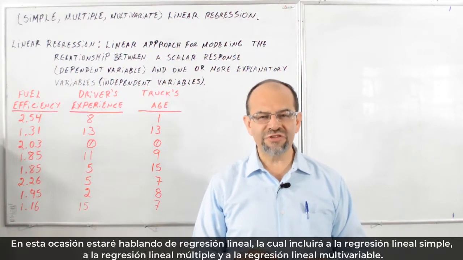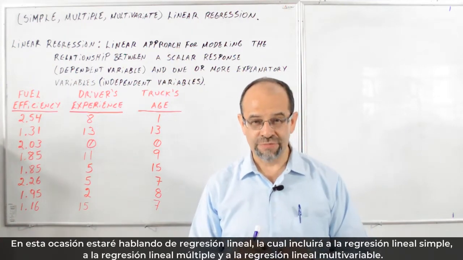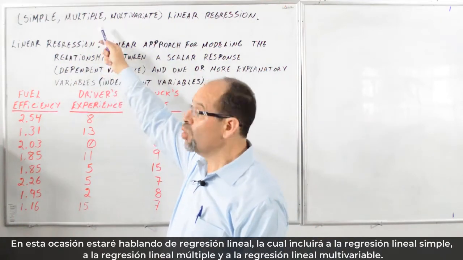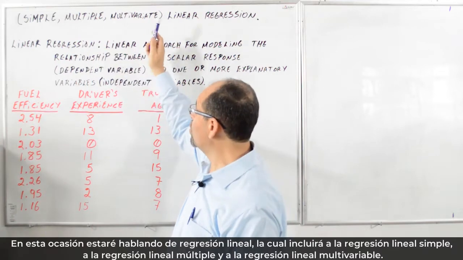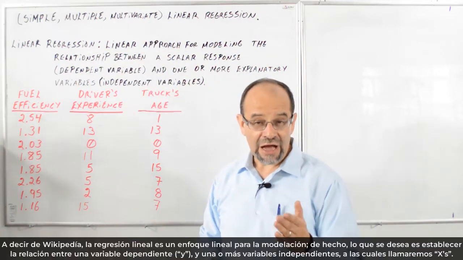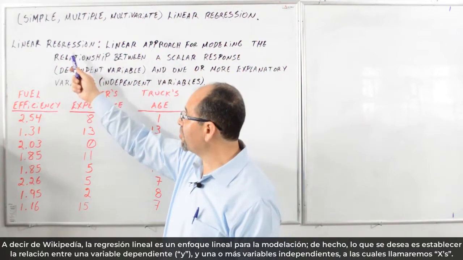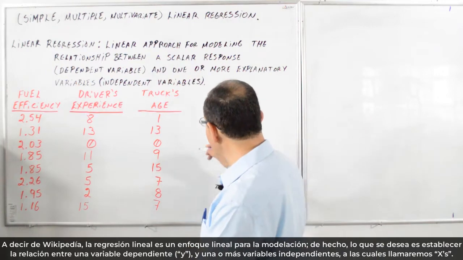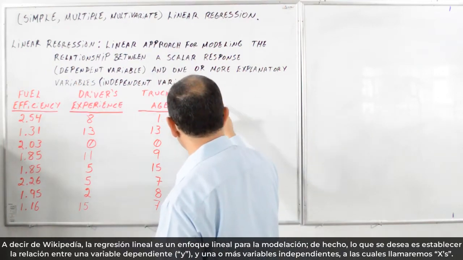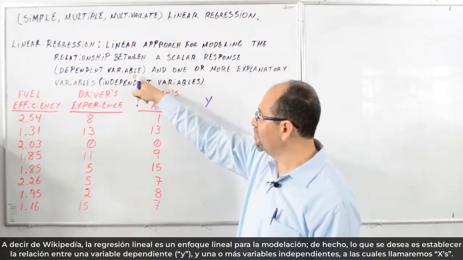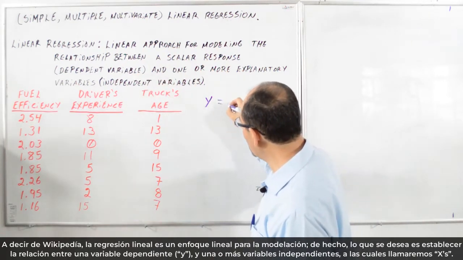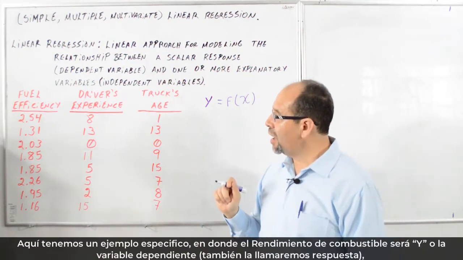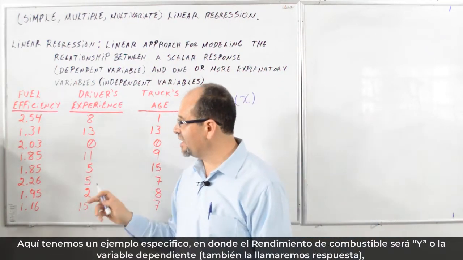This time I will be talking about linear regression, and it will be all of them: simple linear regression, multiple linear regression, and multivariate linear regression. According to Wikipedia, linear regression is a linear approach for modeling. Actually, I want to identify the relationship between one dependent variable and one or more independent variables, which I will call x's.